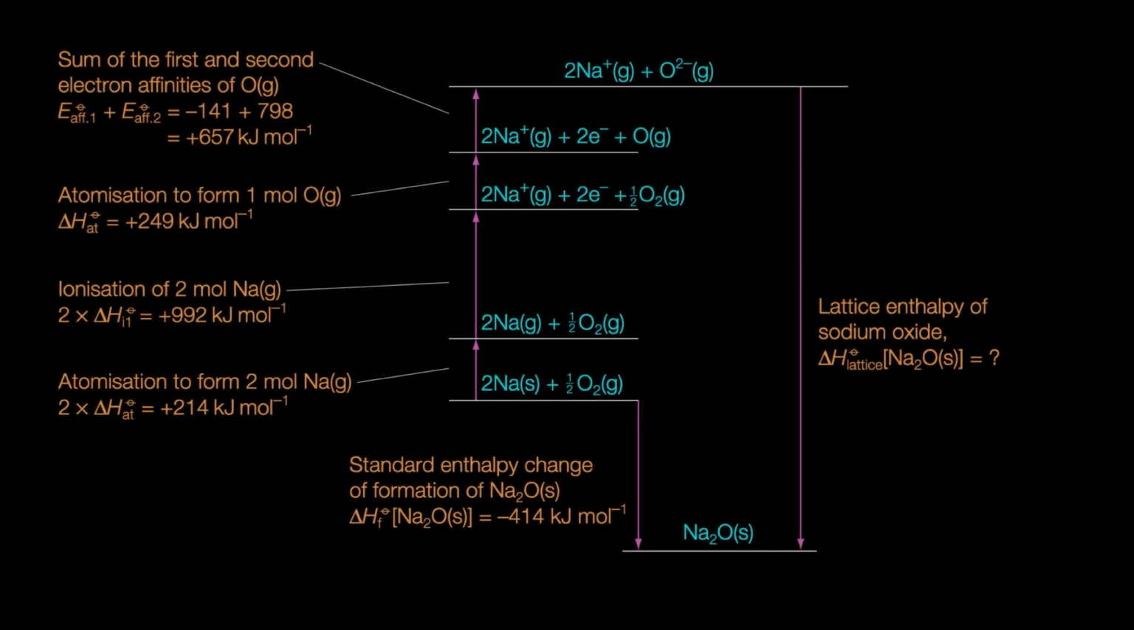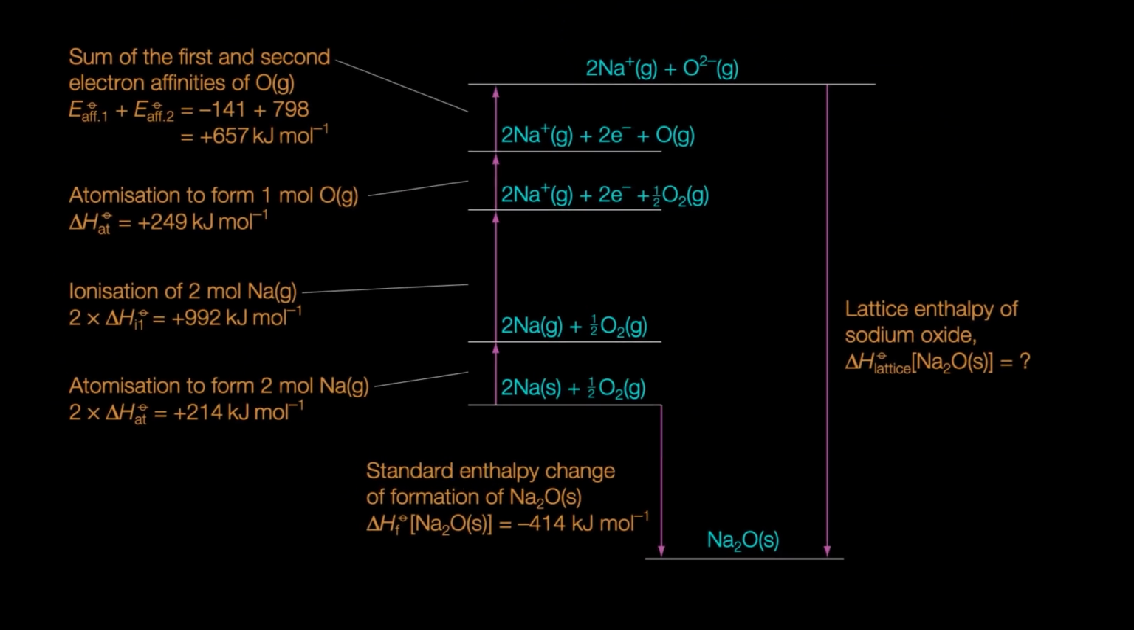This is the Born-Haber cycle. Where do I start from? I'm starting from right there. Sodium and oxygen. Now I need 2 sodiums and half an oxygen molecule. Why half? Half O2 gives me 1 O. And 2 Na give me Na2O. So 2 Na become 2 Na gas, which is 2 times the atomization.